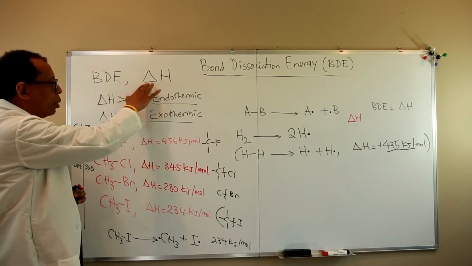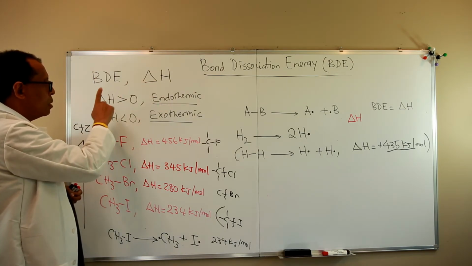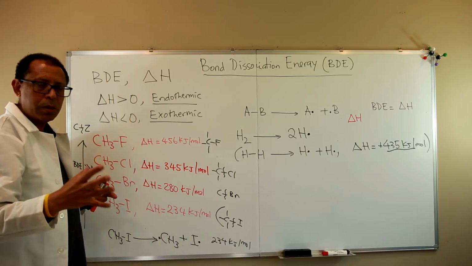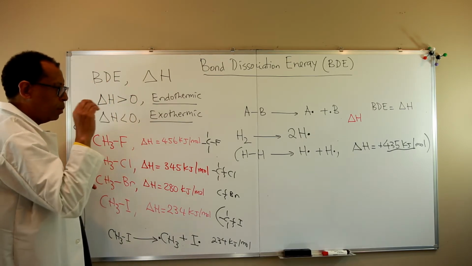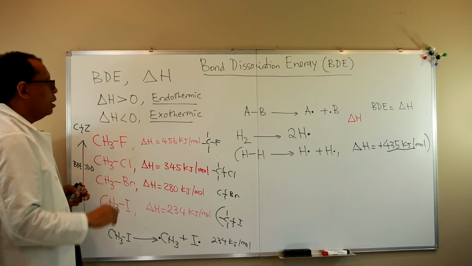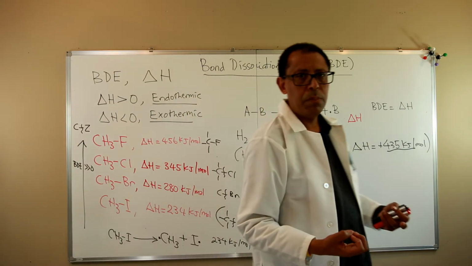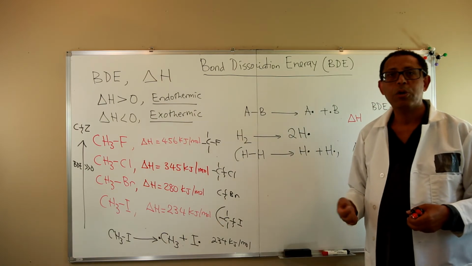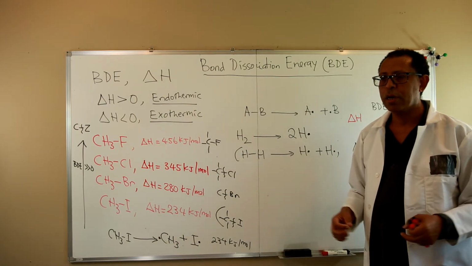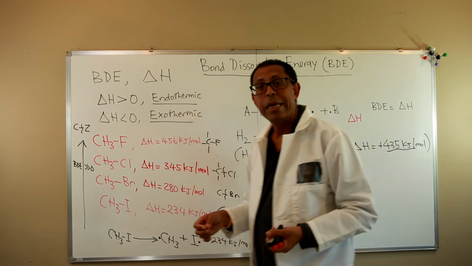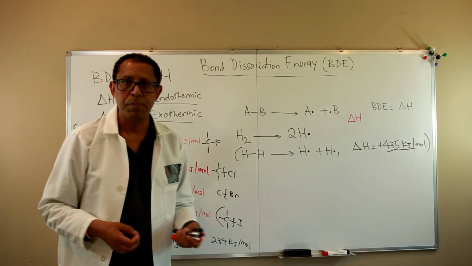So the enthalpy change can be a plus or a minus overall. Delta H is what we measure it with. Delta H greater than 0 means endothermic, a positive value. You have to put in energy. Delta H less than 0 in a reaction means that it's an exothermic reaction. Overall, that reaction would produce heat as part of the product.